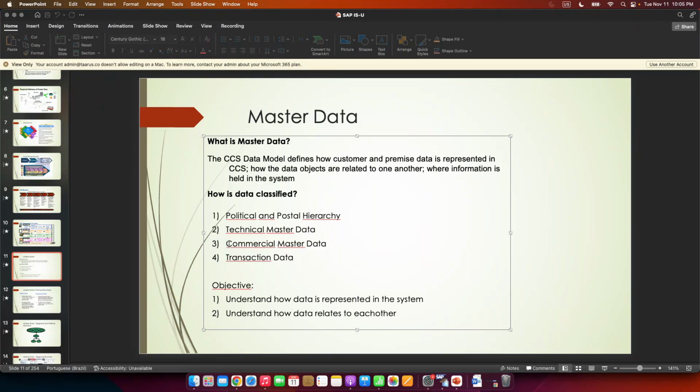Am I clear? So 99% your utility companies will have a tie-up with one of your address providers, software or a database. Sometimes, again, it depends on the utility company.